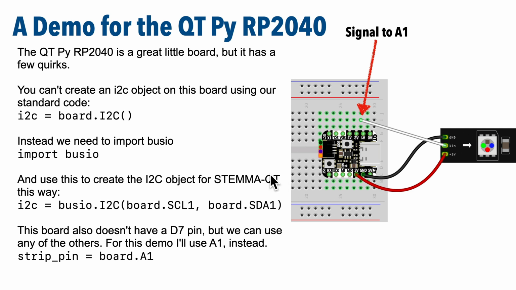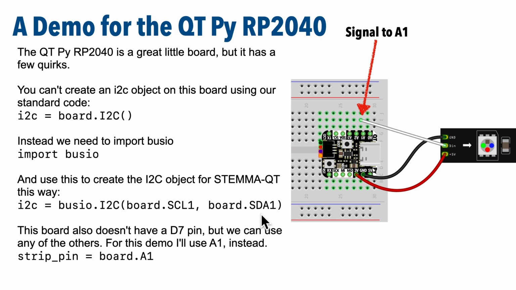So on this board, we can't set up an I2C object that works with the STEMMA-QT port on the board like we do with all the other boards. So this line doesn't work with STEMMA-QT on the QT Py RP2040. Instead, you've got to import busio, and then you've got to use this line, busio.I2C, passing in board.SCL1 and board.SDA1. Now, once you do that, everything else should work fine.